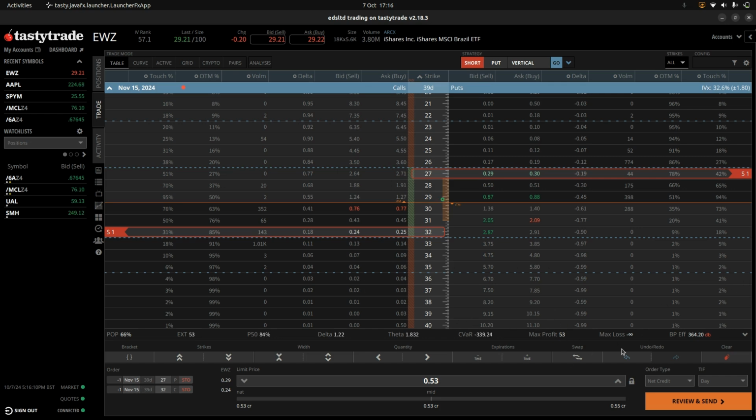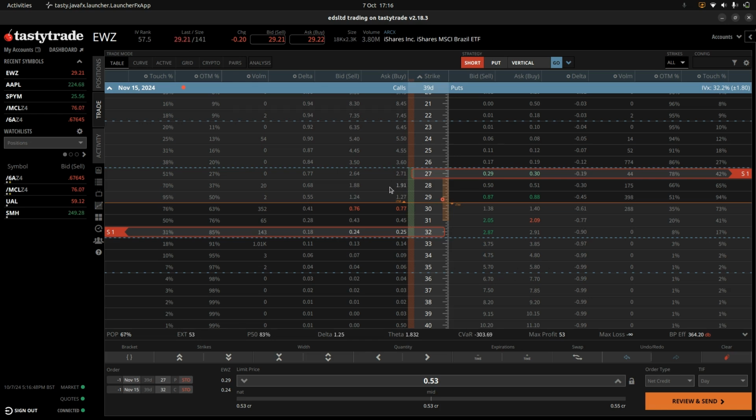And our broker is going to require $364 in buying power to open this position. So we're going to use $364 and we're going to collect $53 up front. This is a very nice return on capital trade, especially for a naked position. This would be suitable for almost any size account. It only requires $360 odd. Even an account as small as $5,000, this would be suitable.